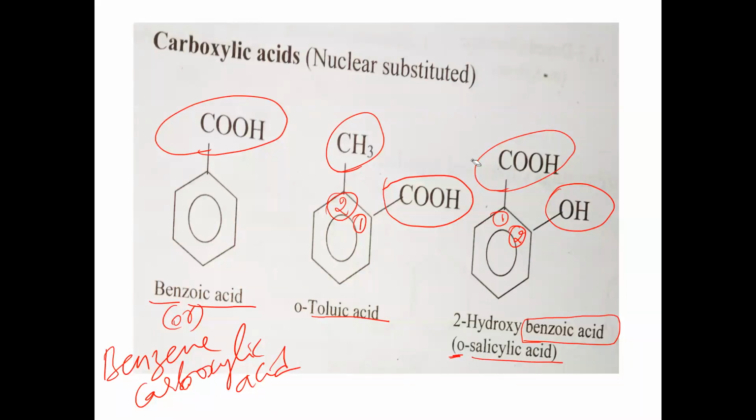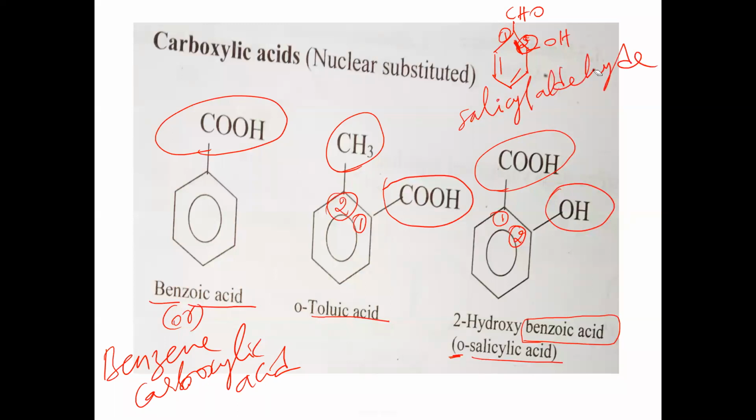Ortho-salicylic acid. Now we also have salicyl aldehyde. Remember, salicyl aldehyde: benzene ring, benzene nucleus with CHO, and OH. First carbon and second carbon. So it is 2-hydroxy benzaldehyde. What is 2-hydroxy benzaldehyde called now? Salicyl aldehyde.